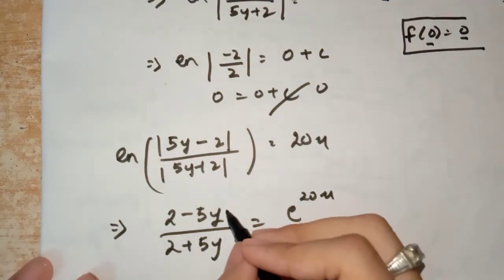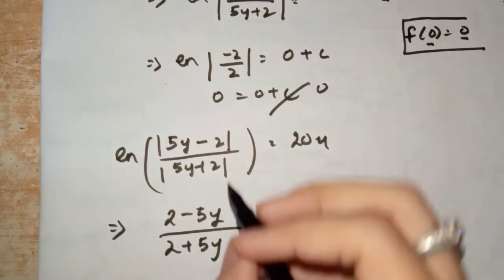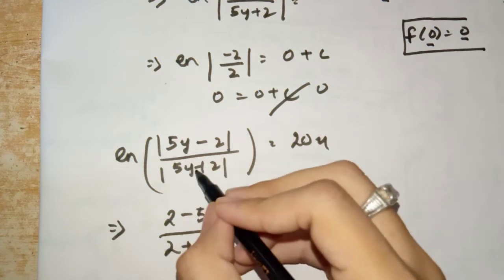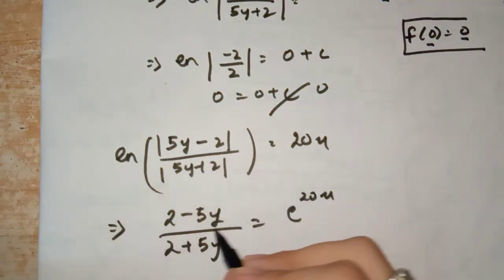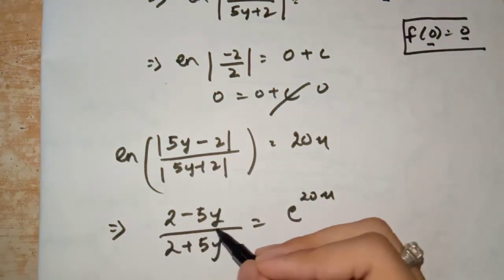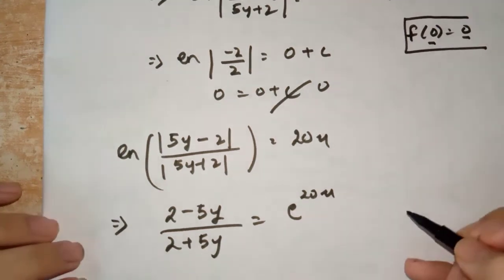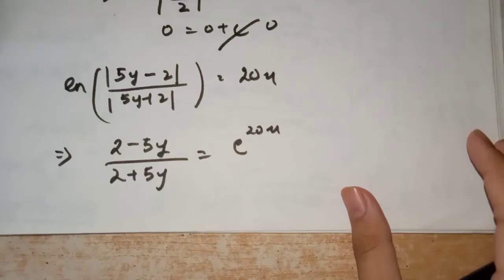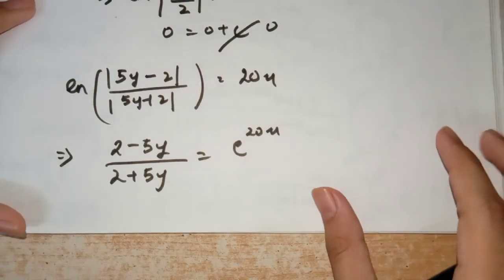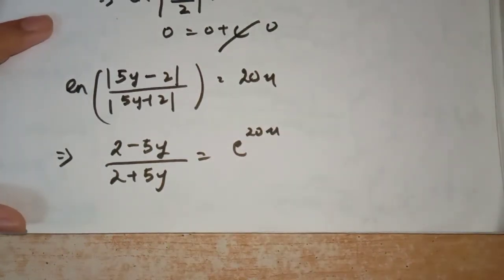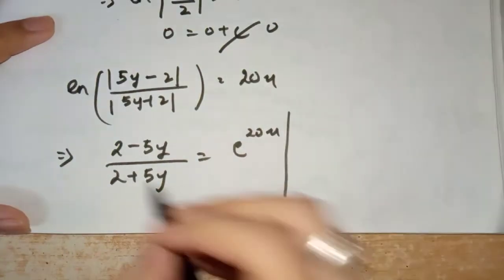This is the common trap where people make mistakes. They don't check that they are removing the mod and they write 5y minus 2 instead of 2 minus 5y. Okay, now so moving further, we have to find y, right? So we can apply componendo dividendo here.